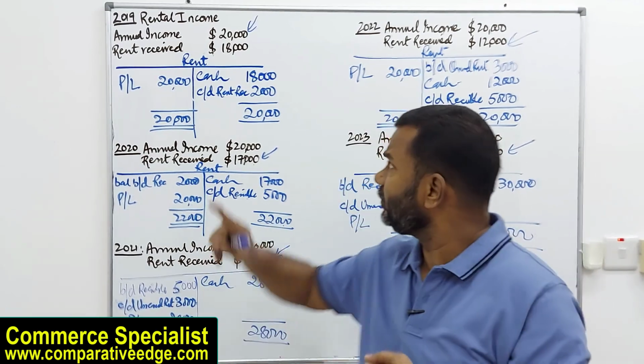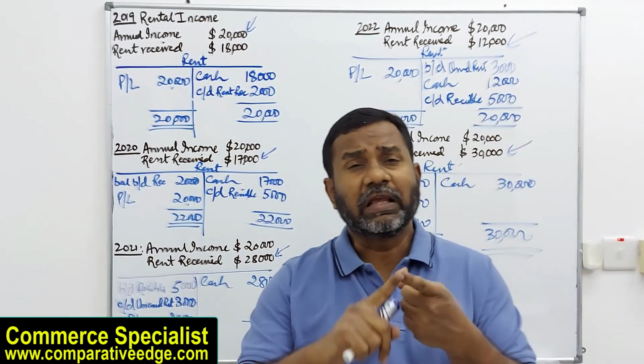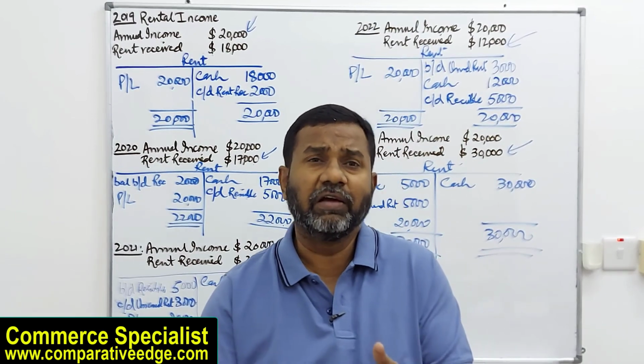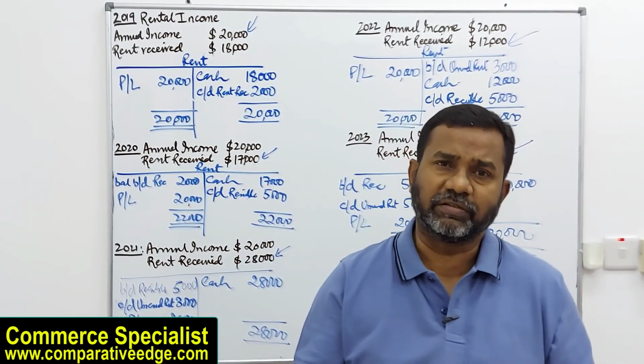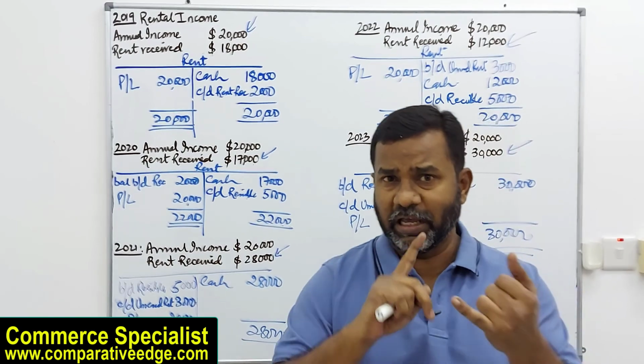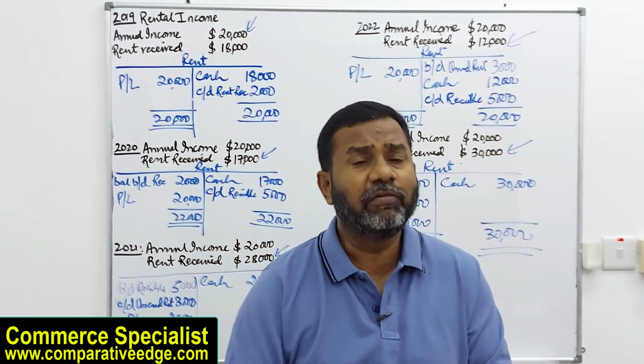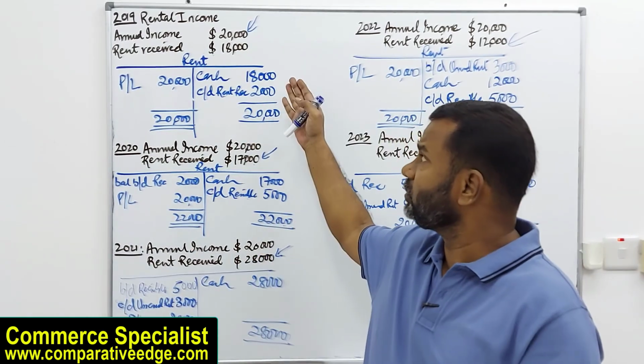It can have cash received. It can have an unearned rent balance, which is a liability. It can have a rent receivable balance, which is an asset. So in one account, we are having a liability, which is unearned rent. We are having an asset, which is rent receivable. And we are also having cash, which is received.